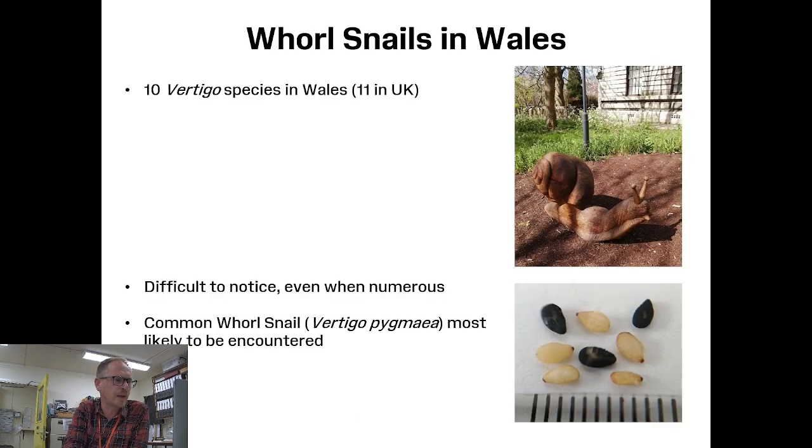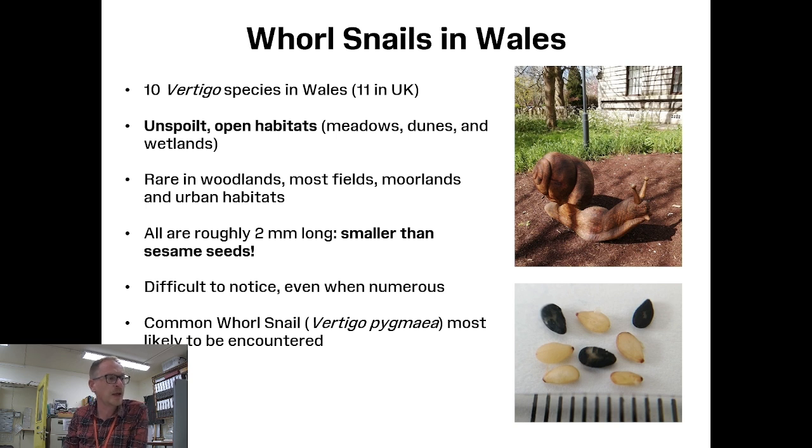Well, in Wales, sorry, let me just tidy that up. We actually have 10 species in Wales out of the 11 that are in the UK. There's a sculpture of one there on the top right, which I think is probably supposed to be a vertigo species. It's in the city park next to the museum here in Cardiff. And it's reasonably accurate. It shouldn't have the bottom two tentacles because those have been lost in vertigo species, but never mind.